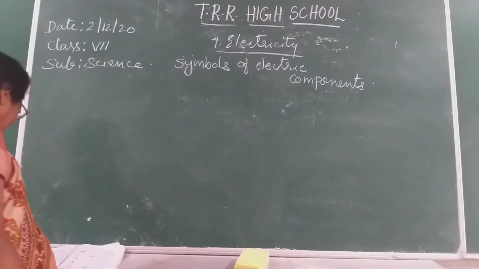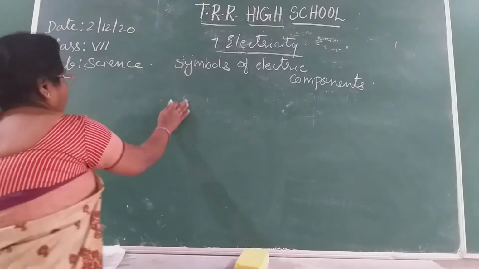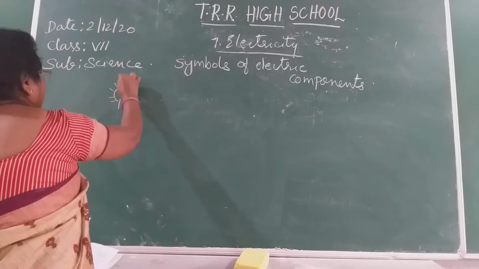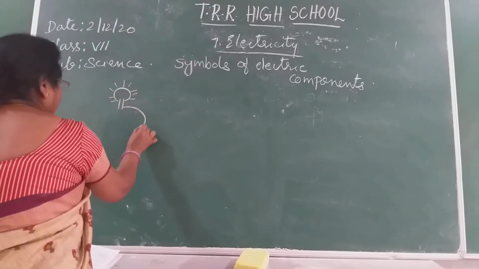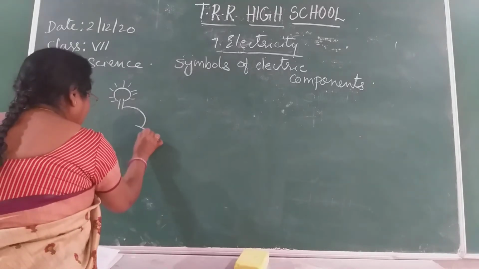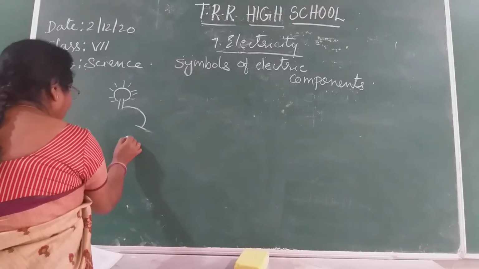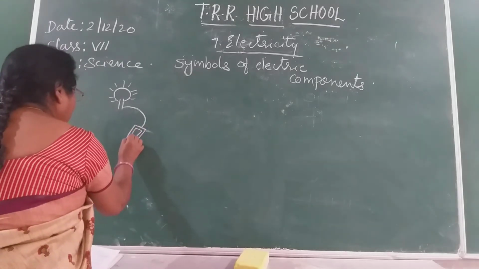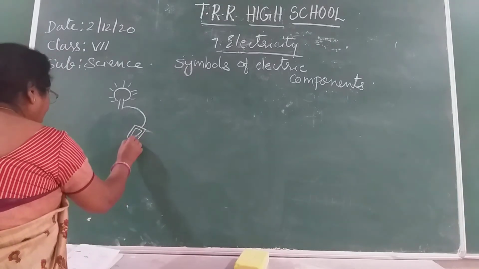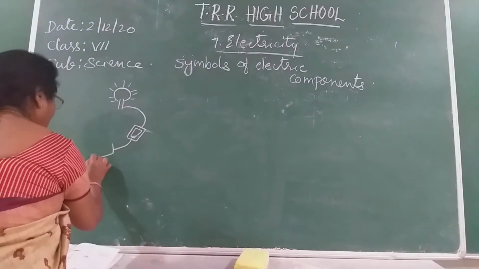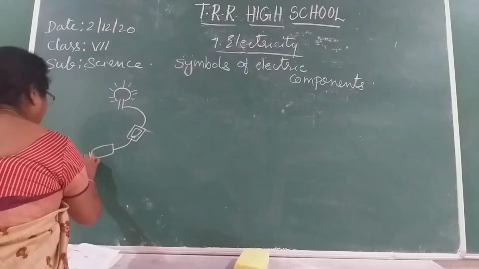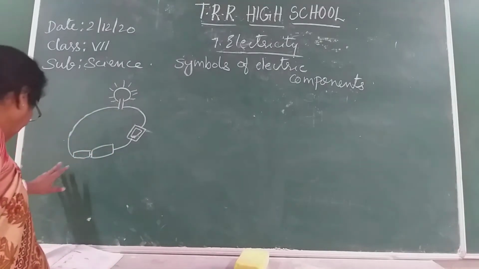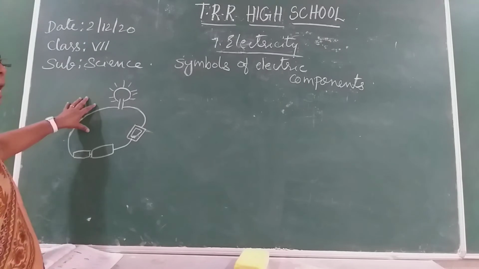Here you see the circuit diagram. I will draw how it will be. See, this is a bulb, in glowing condition. The bulb is connected with the switch. Here you are seeing the switch. Now the switch is connected with the battery, and the battery is connected again with the switch. So this is what you call an electric circuit.